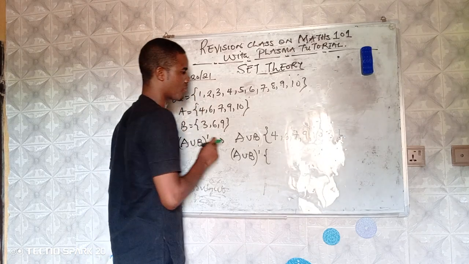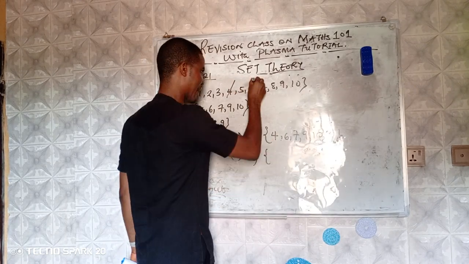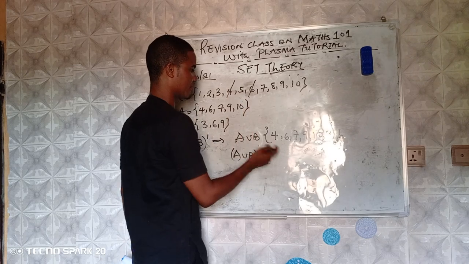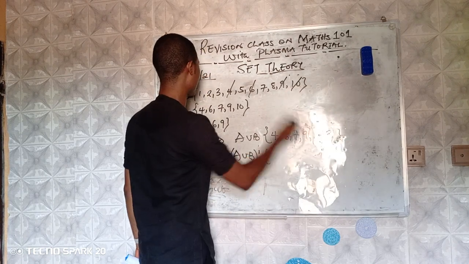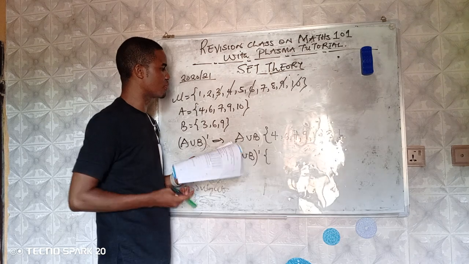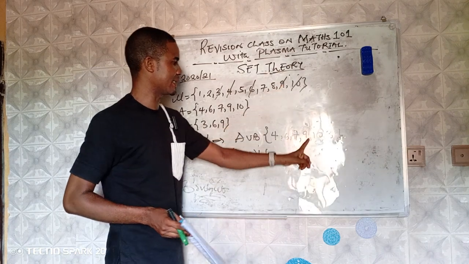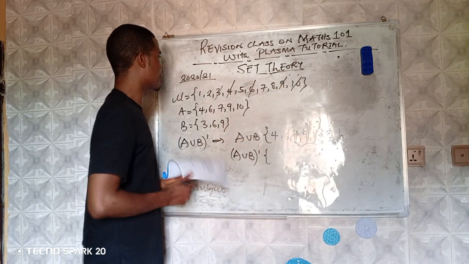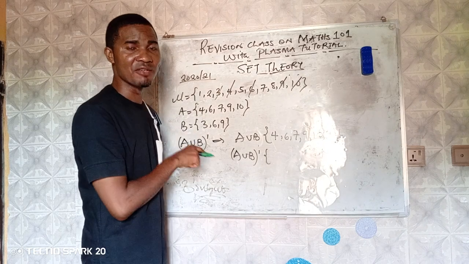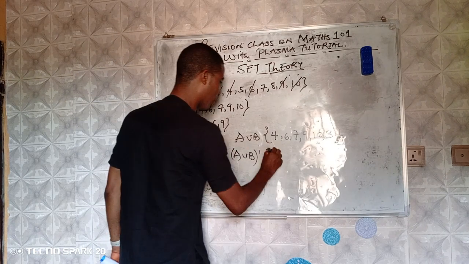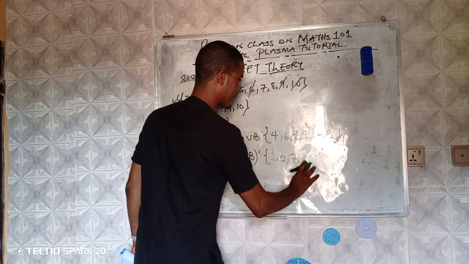So if this is my universal set, any number I see here, I will cancel it here. I see 4 here, I cancel it. I see 6 here, I cancel it. I see 7 here. Is there 7 here? No. I see 9 here, I cancel it. I see 10 here, I cancel it. I see 3 here, I cancel it. So A union B complement comes from those elements that I've not canceled. They are the ones that belong to the universal set, but they are not in set A union B itself. So I have 1, 2, 7, 8, and I think that's all.